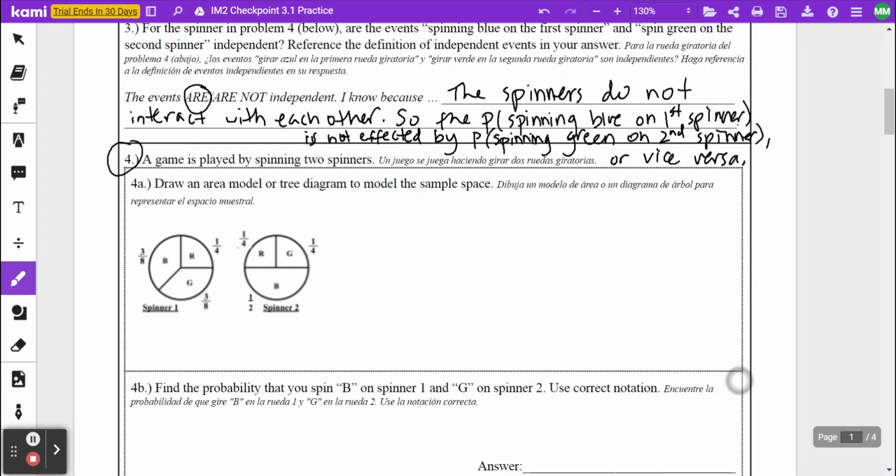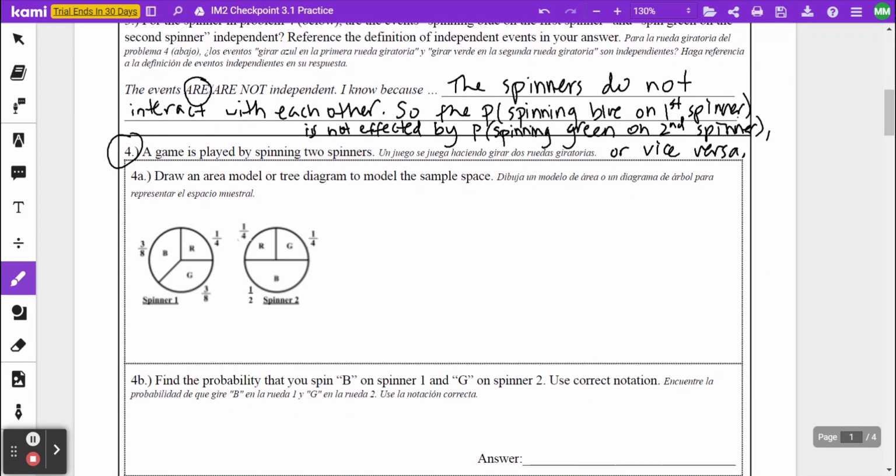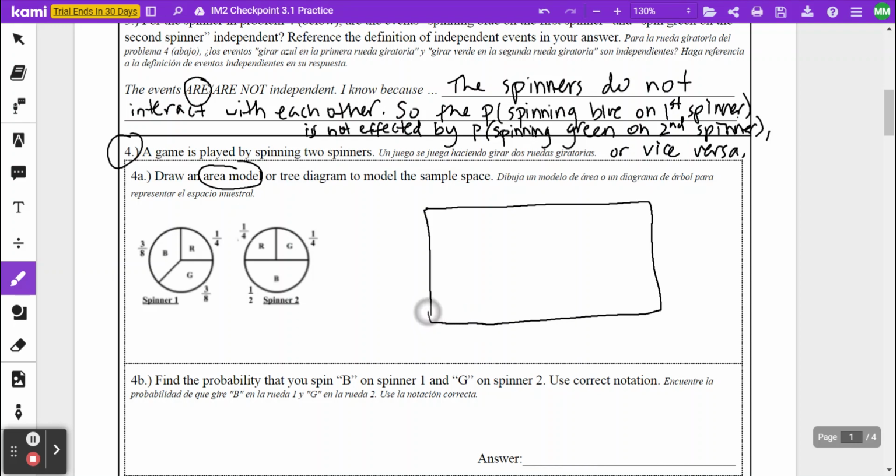Okay, now we'll do number 4. Number 4 says to draw an area model or tree diagram to model the sample space. I'm going to do an area model. Either would work because I have 2 events. Okay, spinner 1, spinner 2. Spinner 1 could be green, blue, or red.